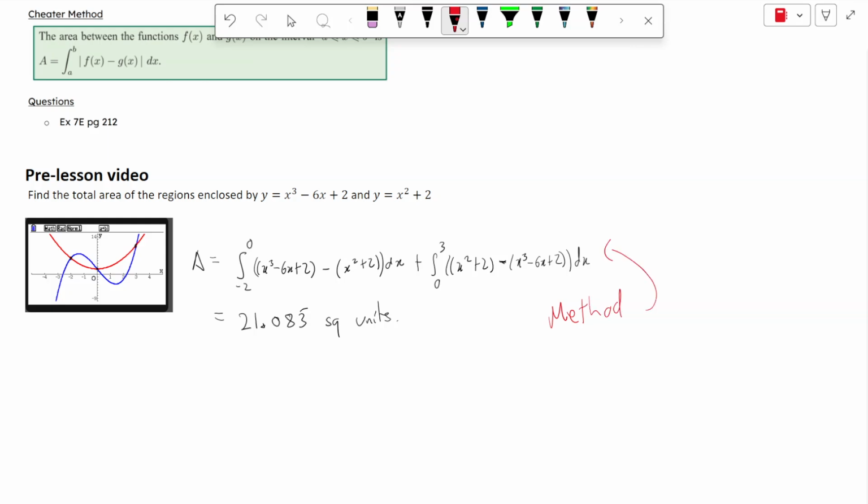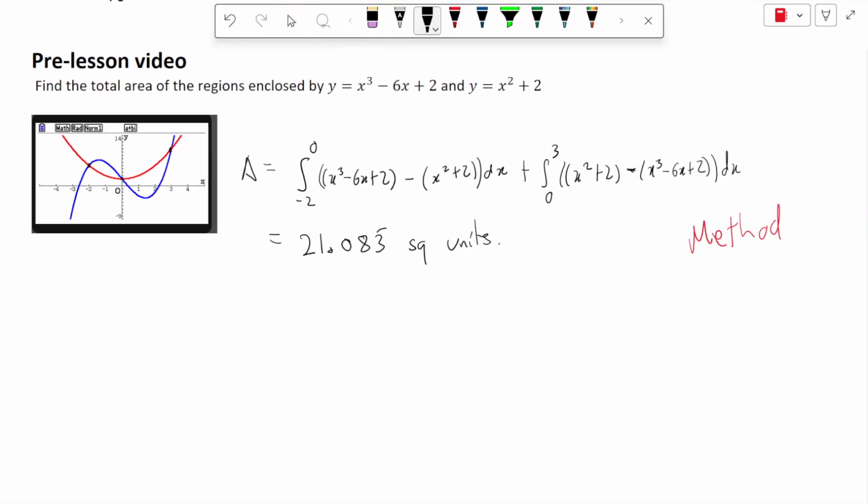Okay, so this is how we would sort of do it in methods, and also how we'd sort of do it if we didn't have the Casio to just tell us the area in between. Spec is just a little bit of a weirder version.